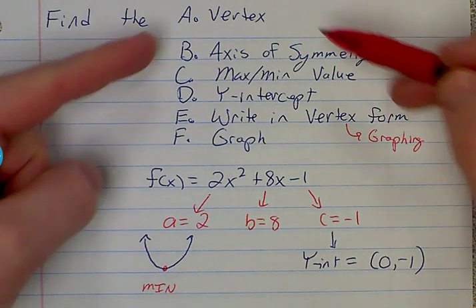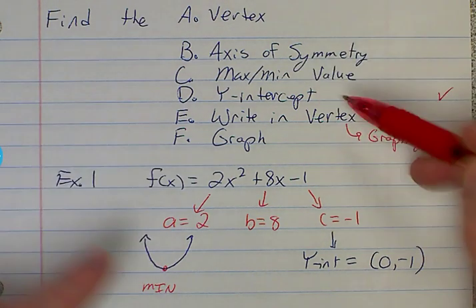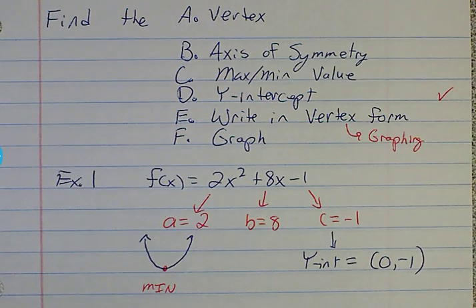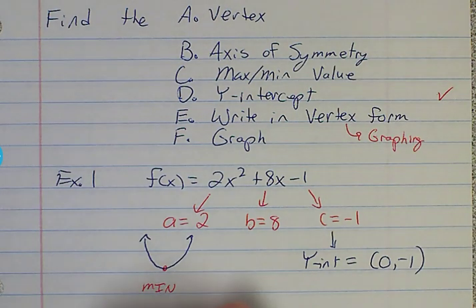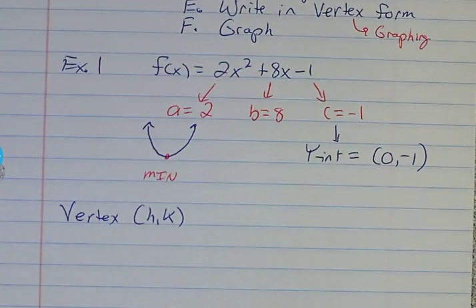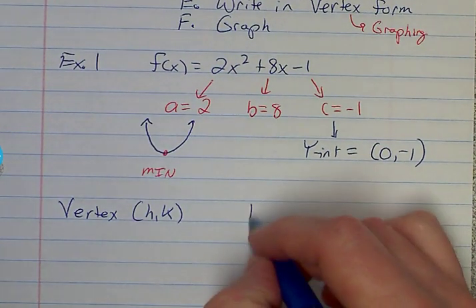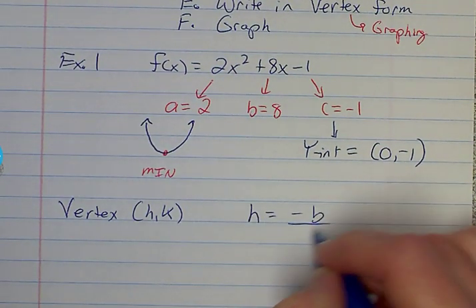Okay, now to get the vertex, which will get us all this other stuff we need here, we've got to get the vertex first. So the very first thing is to get the vertex, which is (h, k). And again, the h value was negative b over 2a.